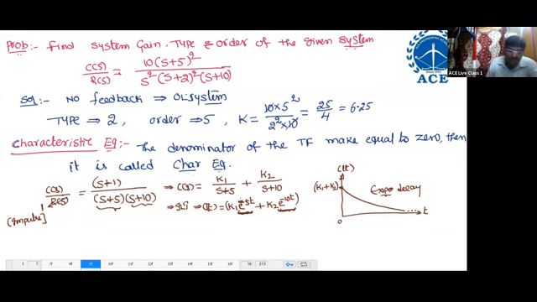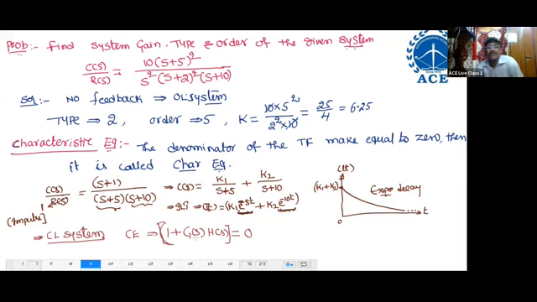Okay. For a closed loop system, what is the characteristic equation? Tell. 1 plus GH equal to 0. Characteristic equation is 1 plus G of s H of s equal to 0. What is the denominator of the closed loop transfer function? 1 plus G of s H of s. So that's why 1 plus G of s H of s equal to 0 gives the characteristic equation of the closed loop system.